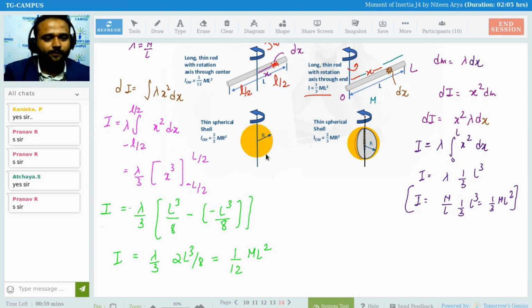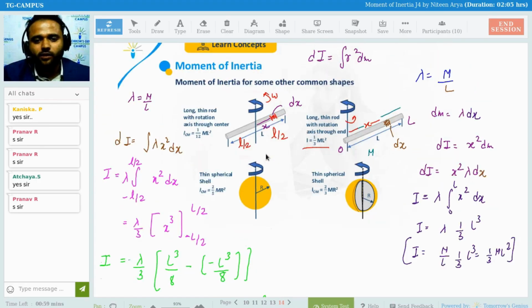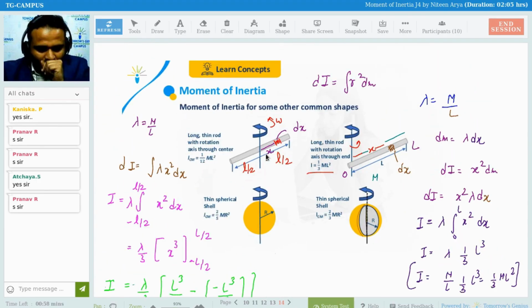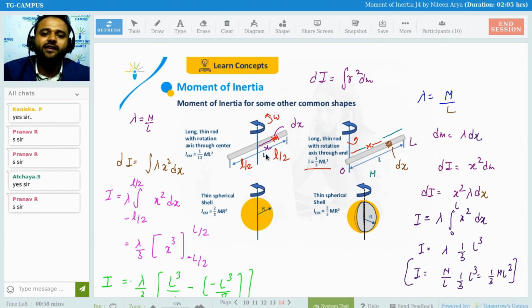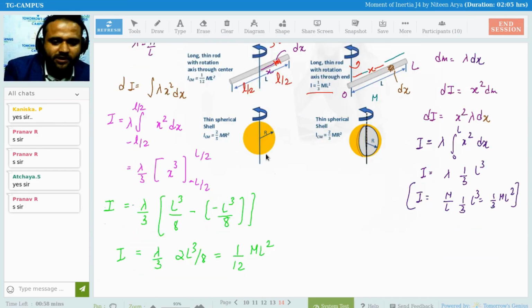Clear, everyone? So as you can see, the moment I change the axis for the same symmetric body, for the entirely same thing, the moment of inertia is going to change. Clear, everyone? Now we can find it for this scenario also.